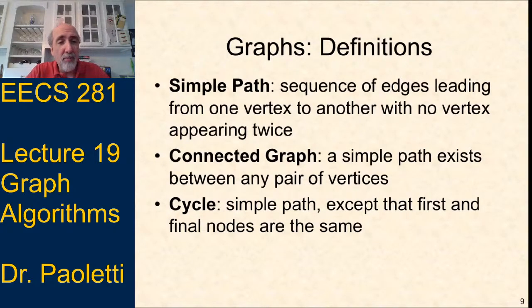So we can talk about a simple path. So a simple path is a sequence of edges leading from one vertex to another.